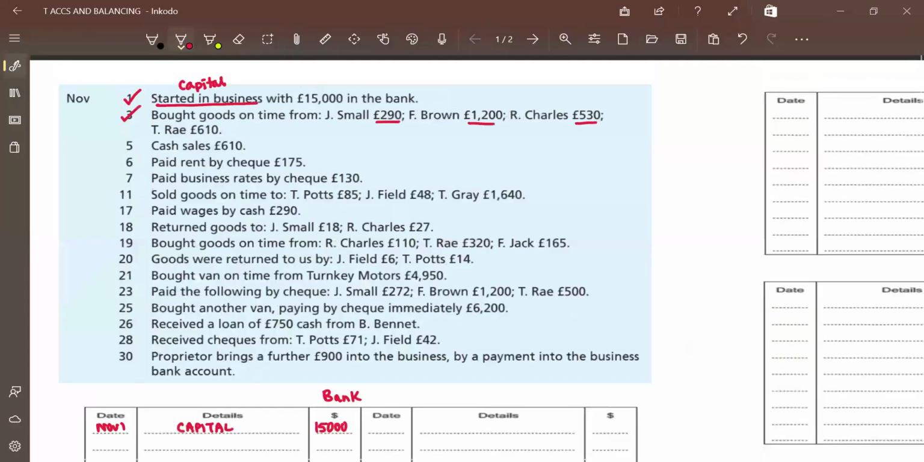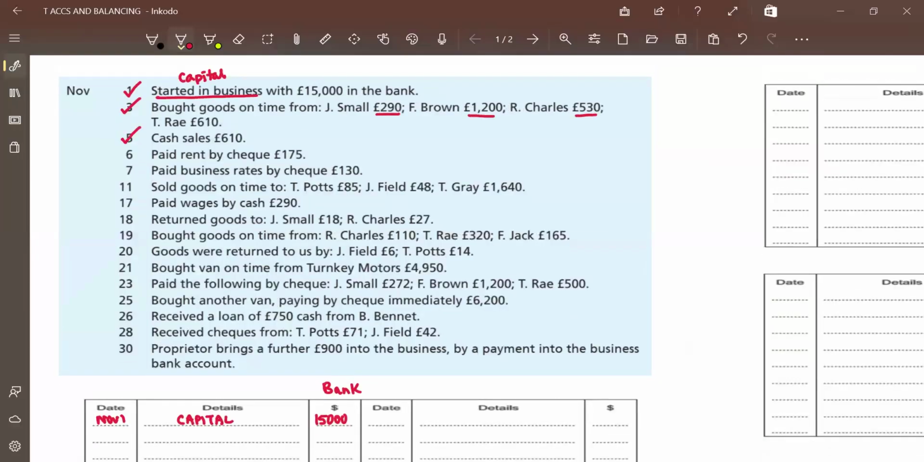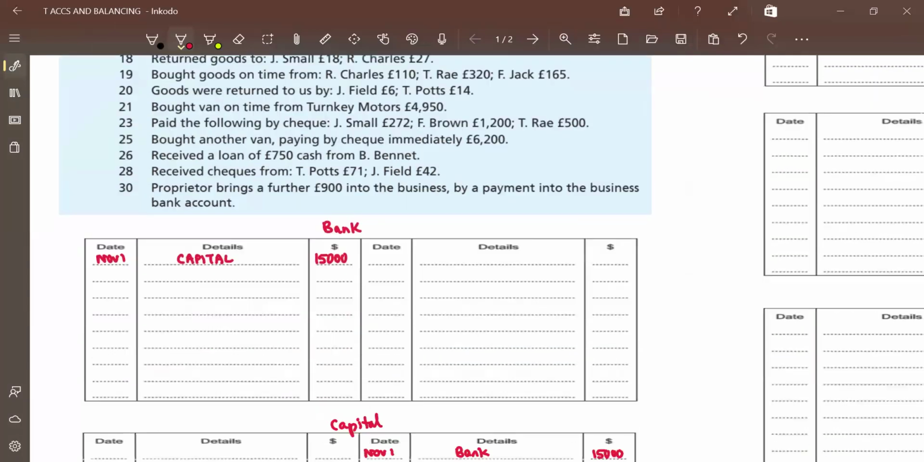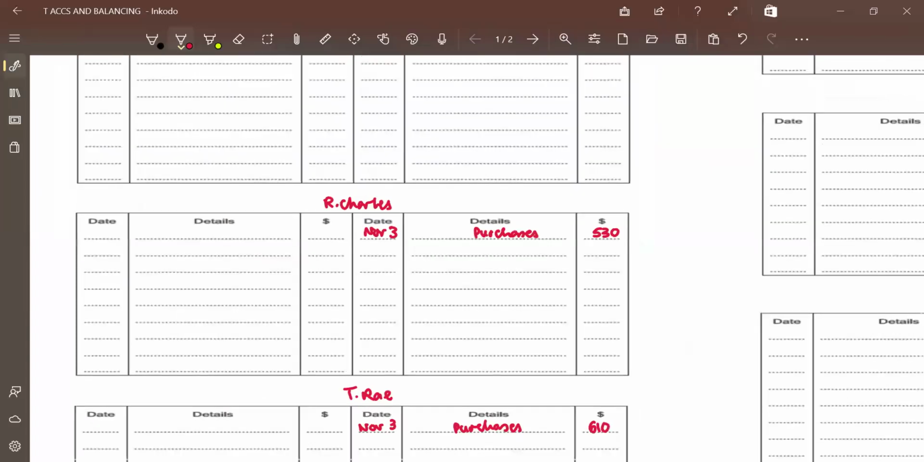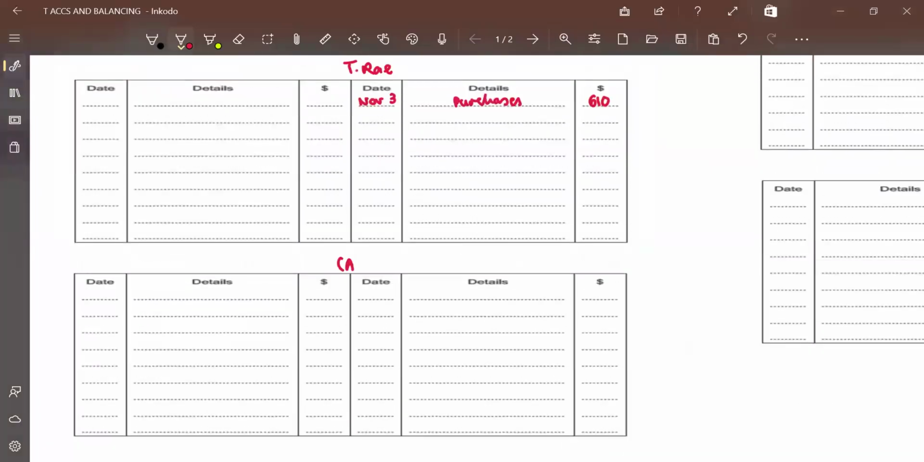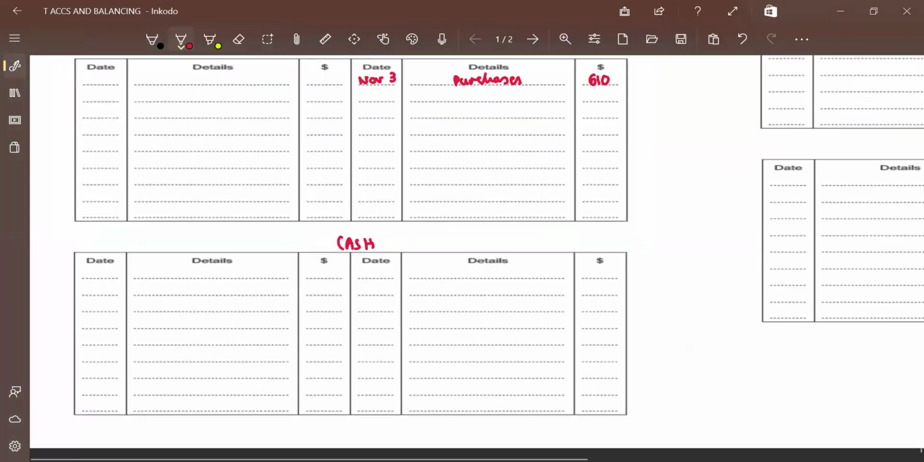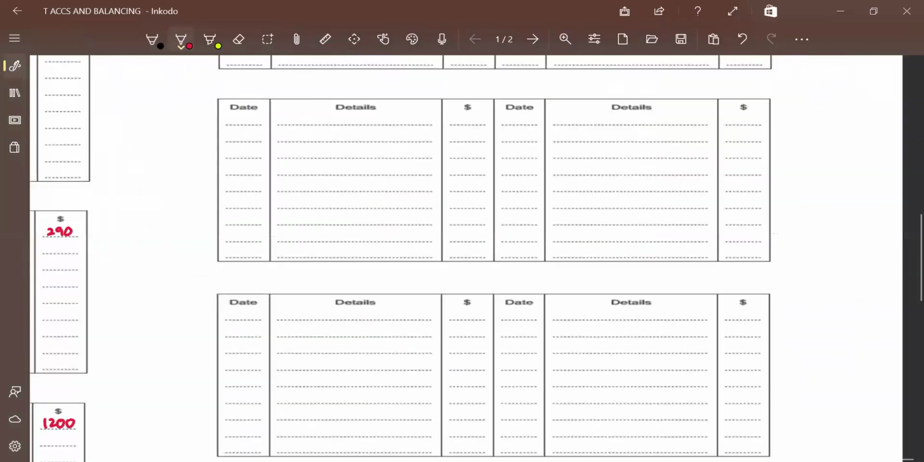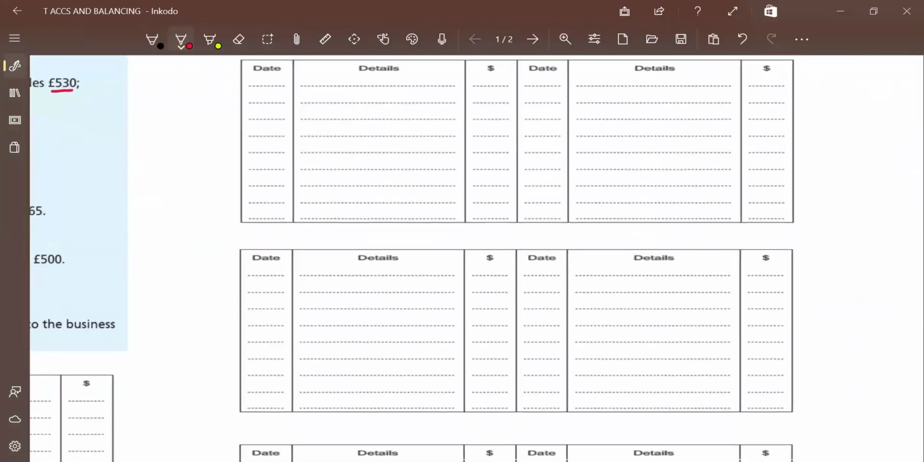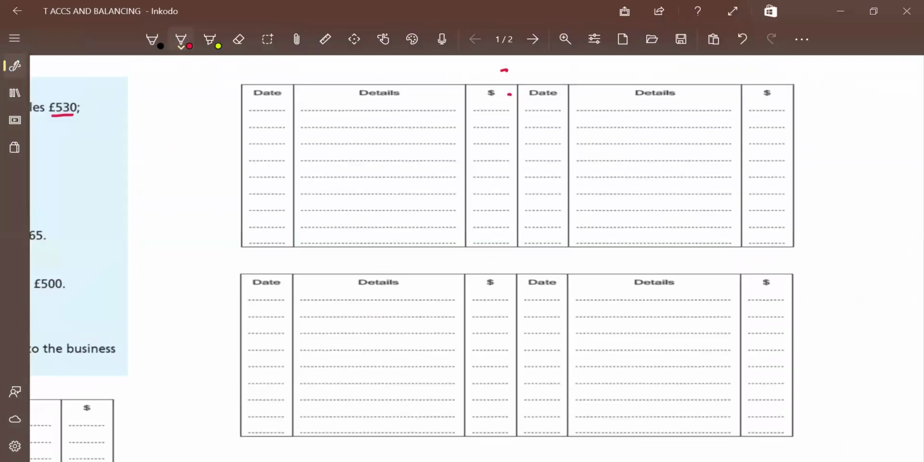Next is cash sales. Cash sales means when you sell goods and you receive cash immediately. So you'll have to prepare two more T accounts, a cash T account and a sales T account. So I'll prepare a cash T account and I'll prepare a sales T account. This is sales. And sales are always credited. Why? Because sales are incomes, right? Sales are always and always credited.